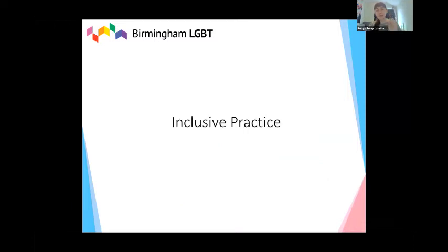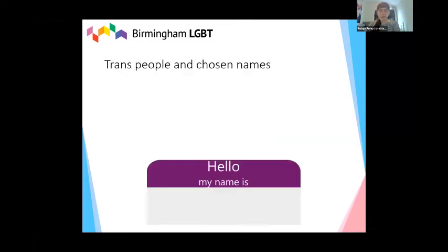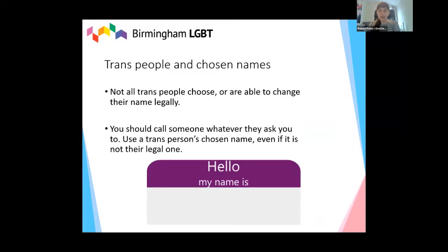And then the second thing we're going to be looking at is to do with inclusive practice. These are basically things that you can do as an organization, as a worker, to better include your trans service users and colleagues. So not all trans people are able to change their name legally. This could be, say, for instance, if someone is not out to their family, and by out, I mean their family do not know they are transgender yet. So they may have not been able to legally change their name.